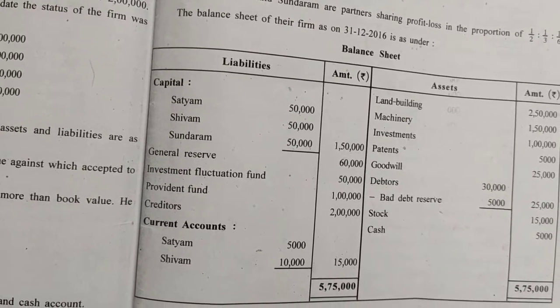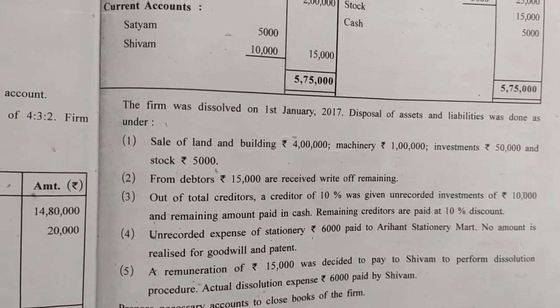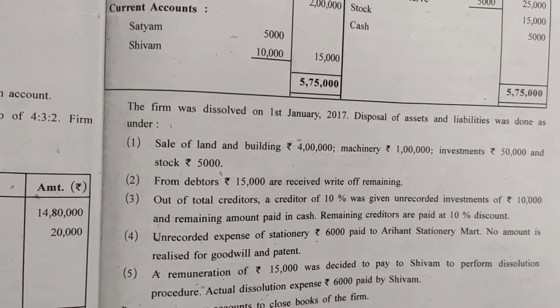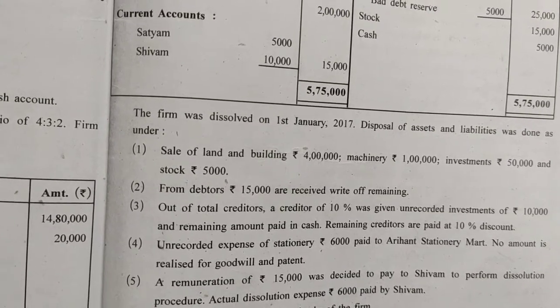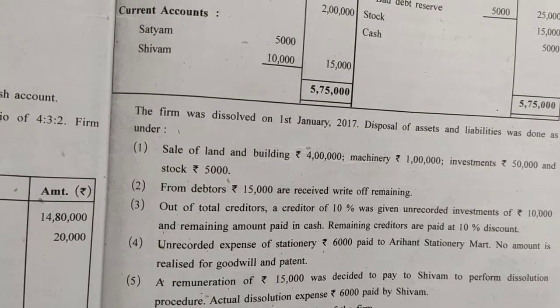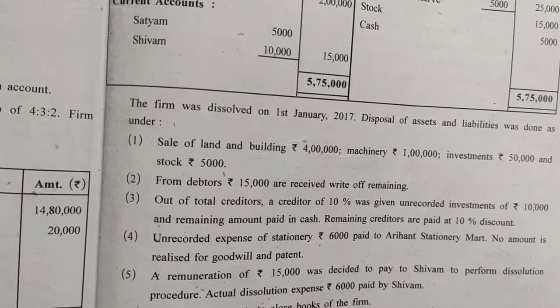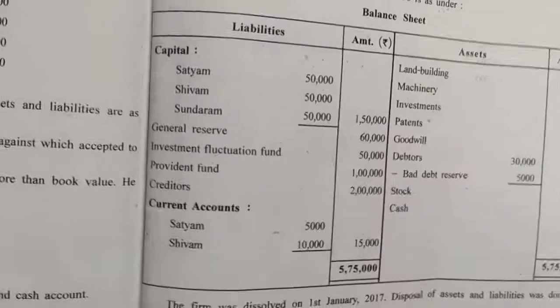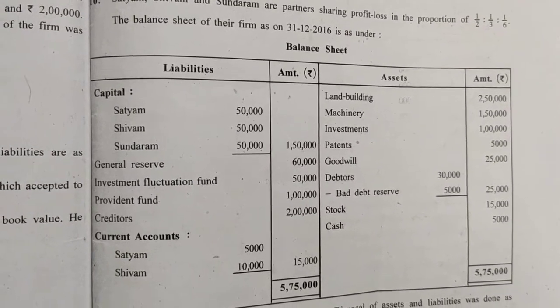The firm was dissolved on 1st January 2017. Disposal of assets and liability was as under. So friends, disposal of assets and liabilities we will see later on. First of all, we will sort out our balance sheet. We will finish the balance sheet. So let us take items of balance sheet and record them accordingly.